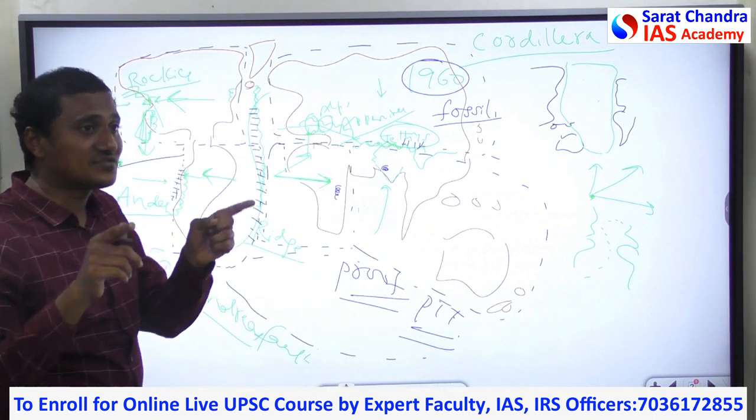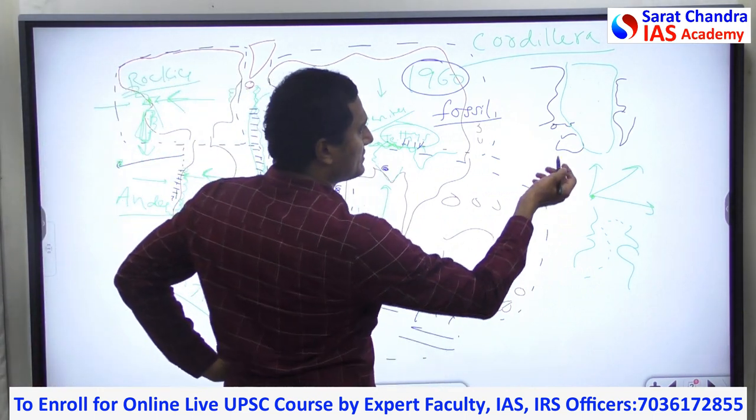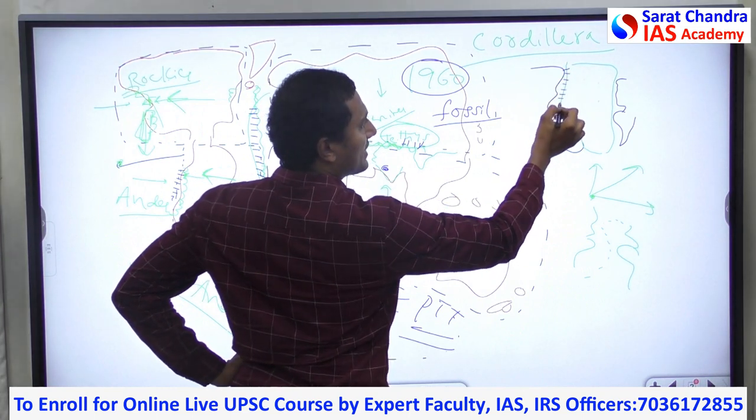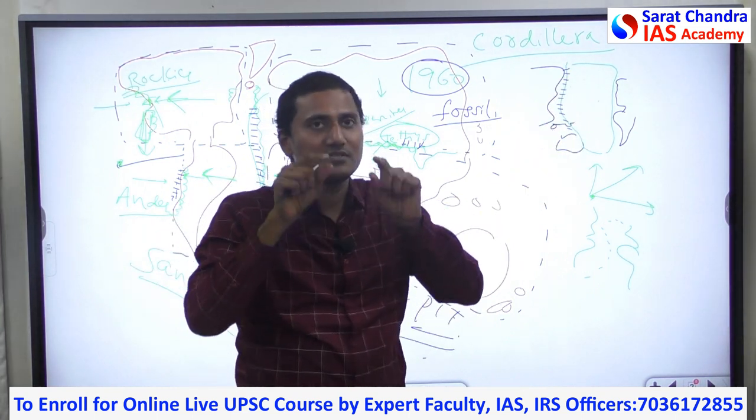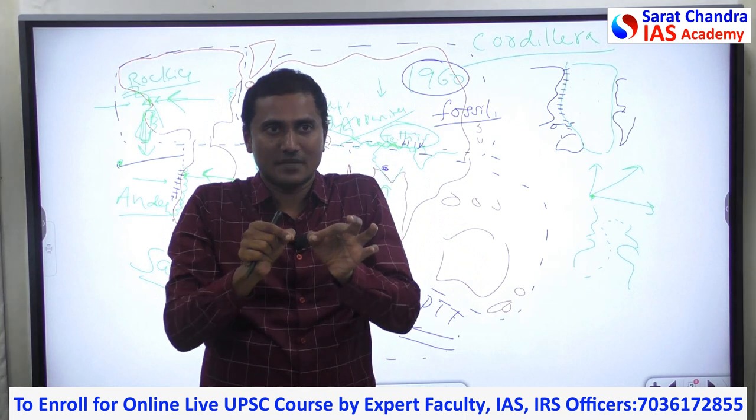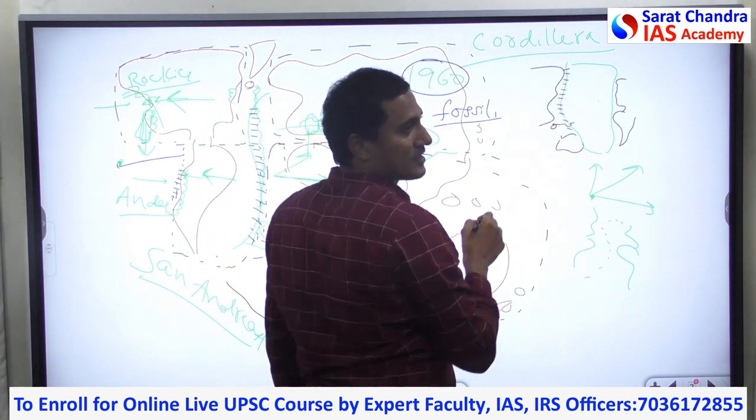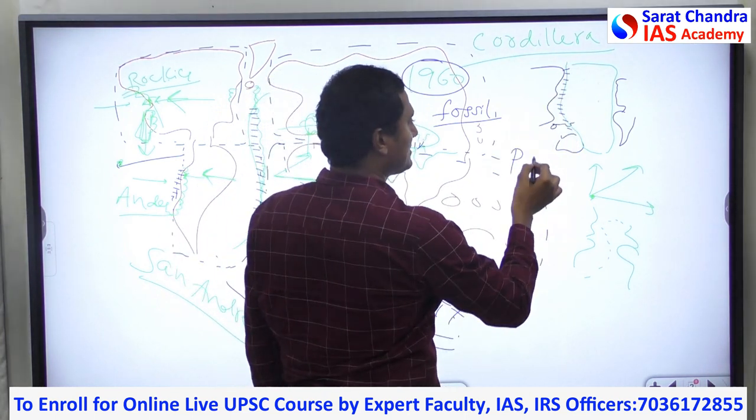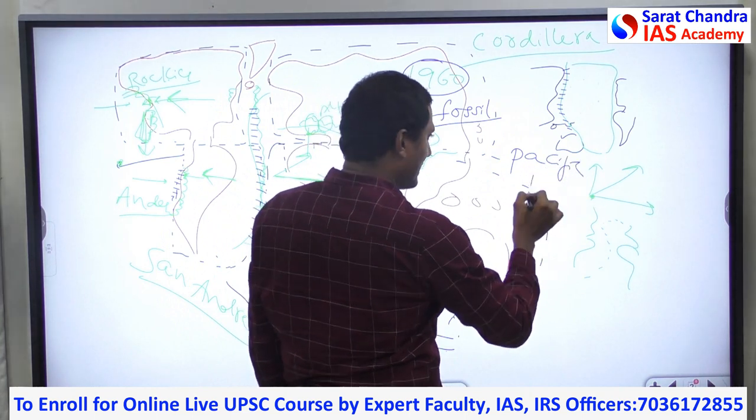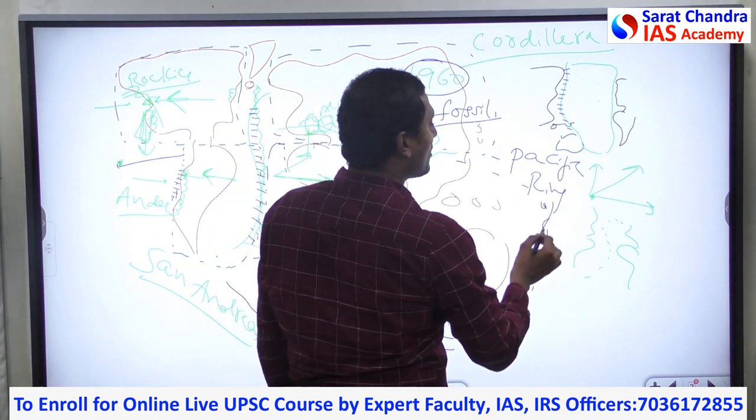in the Pacific Rim. Friend, what is this one? This is the Pacific Rim. Pacific Rim means around the Pacific Ocean. Do you know what we call the Pacific Rim? Anybody knows? We call it the Ring of Fire. Yes. Pacific Ring of Fire.